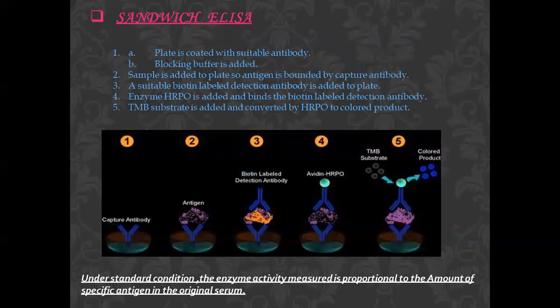The next is sandwich ELISA. In sandwich ELISA, a plate is coated with a suitable antibody, then blocking buffer is added. Then the sample is added to the plate, so the antigen is bound by the capture antibody. Then a biotin-labeled detection antibody identifies the antigen reactions. The secondary antibodies are applied over here, particularly the one extracted from horse. Then they check with the TMB substrate to see the color change after adding that substrate.